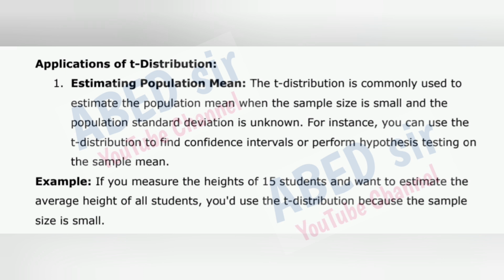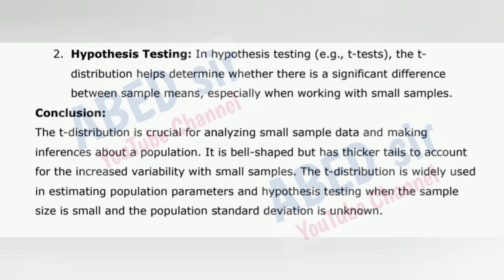Example, if you measure the heights of 15 students and want to estimate the average height of all students, you'd use the t-distribution because the sample size is small. 2. Hypothesis testing. In hypothesis testing, for example t-tests, the t-distribution helps determine whether there is a significant difference between sample means, especially when working with small samples.